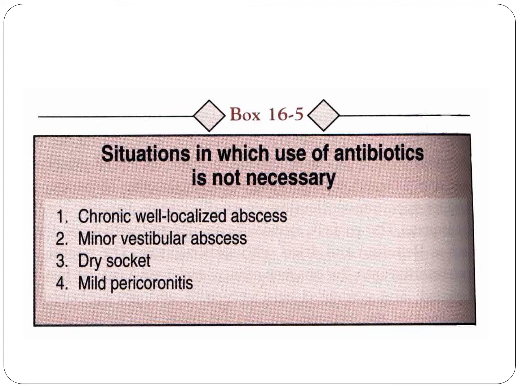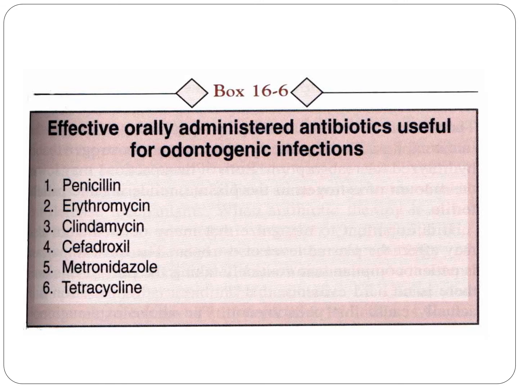And in mild pericoronitis, again, you just need to irrigate that area with warm normal saline. Maybe if there is an offending tooth, an upper molar which is impinging on the pericoronal flap, traumatizing it, you can do a bit of grinding, or sometimes you can even go for extraction of that upper molar. So even in this case, antibiotics are not necessary, just symptomatic treatment is more than adequate. The effective orally administered antibiotics useful for odontogenic infections are penicillin, erythromycin, clindamycin, ceftriaxone, metronidazole, and tetracycline. These are the most commonly used antibiotics for odontogenic infections.